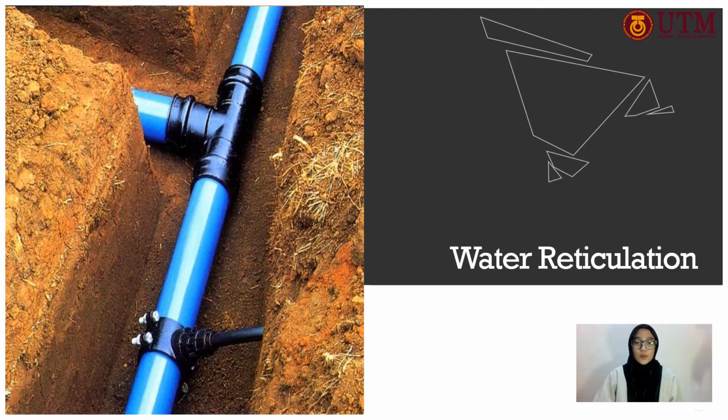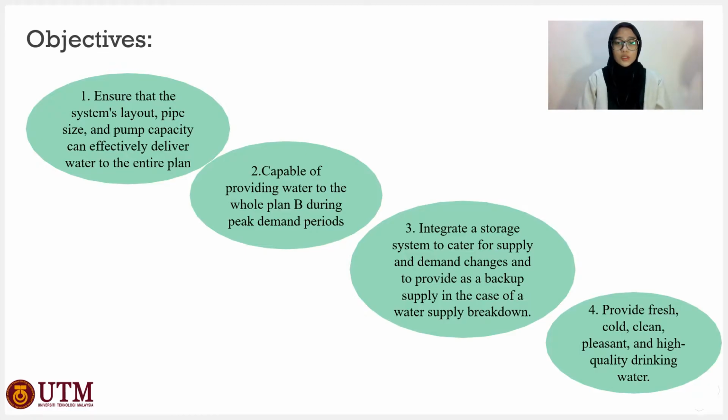Next is water reticulation. So the objectives are to ensure that the system's layout, pipe size, and pump capacity can effectively deliver water to the entire Zone B. Number 2 is to be capable of providing water to the whole Zone B during peak demand periods.